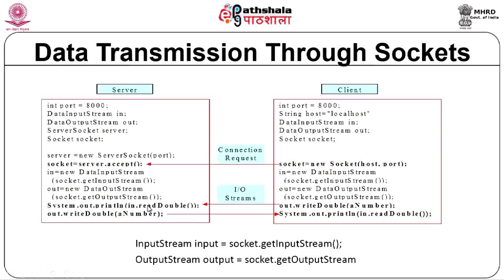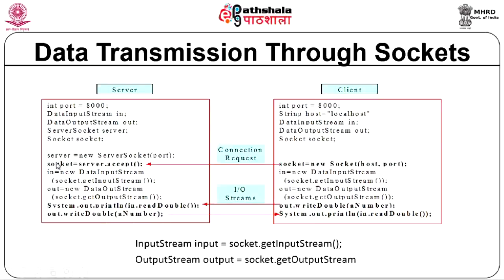So, the server first reads the data that is sent from the client, and the server in turn is trying to write another double number to the client. So, the client has to read this. It makes use of the input stream to read the data that is sent from the server side. So, this is how communication is happening between the client and the server.